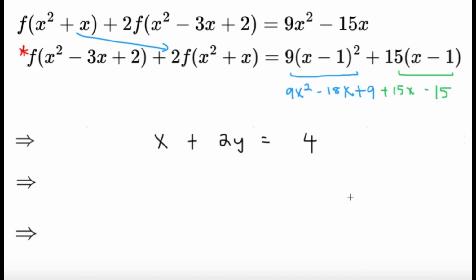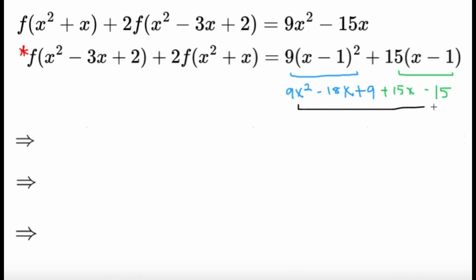So, all right, now before we do that though, we're going to expand the 9 times x minus 1 squared plus 15 times x minus 1. So I've expanded the blue one. It's going to be 9x squared minus 18x plus 9. The green one is 15x minus 15. And then combining them, I'll get 9x squared minus 3x minus 6.